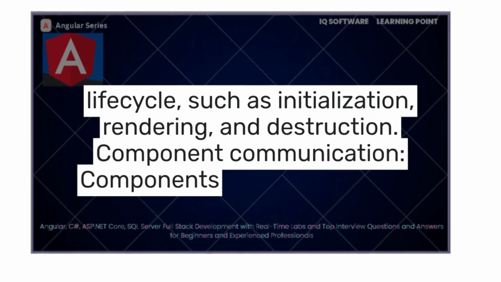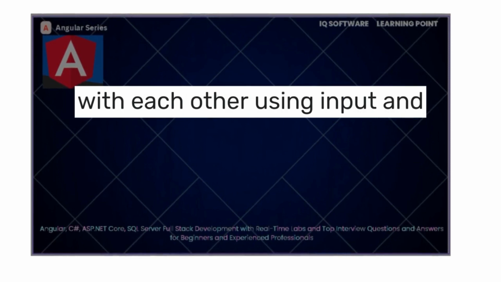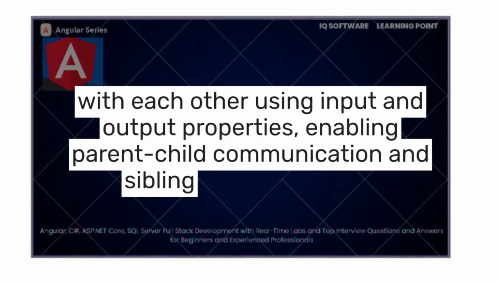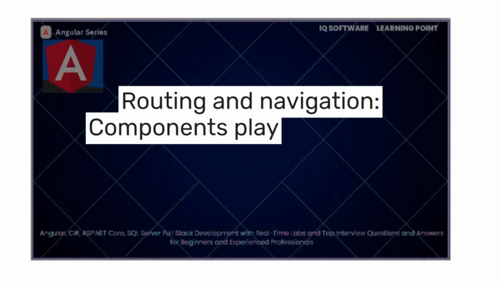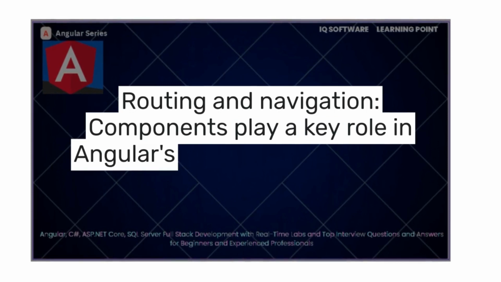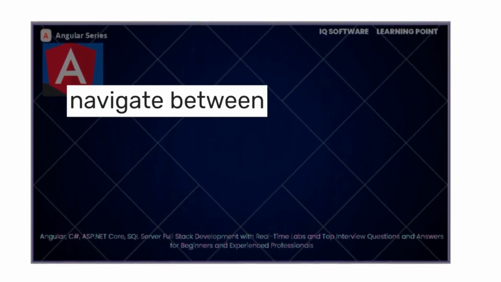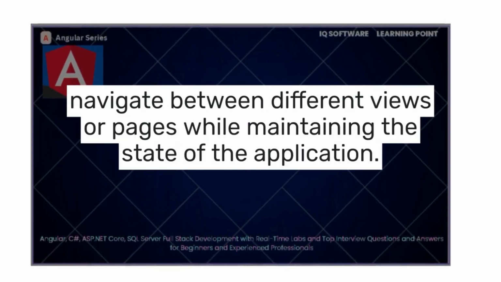Component communication. Components can communicate with each other using input and output properties, enabling parent-child communication and sibling communication. Routing and navigation. Components play a key role in Angular's routing and navigation system, allowing users to navigate between different views or pages while maintaining the state of the application.